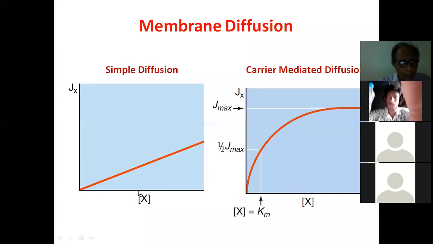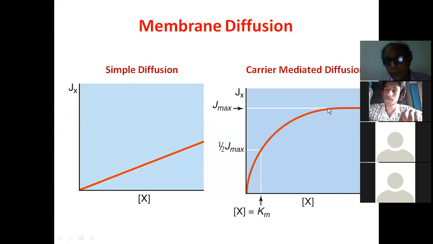This is simple diffusion. X is the substrate, JX is the rate of diffusion. When the concentration of X is gradually increased, the rate of diffusion is also increasing. It is rather a physical phenomenon. But for carrier-mediated diffusion, like facilitated diffusion, what will happen if you go on increasing X? It will lead to an increase in JX. But after some time, it will achieve a plateau, what is known as J-max.